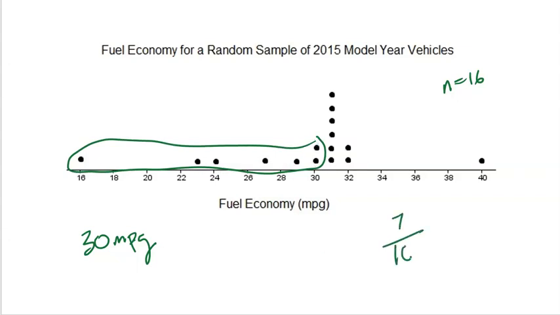So 7 of the 16 dots are at or below my car, which means that I fall at the 44th percentile. It's actually 0.4375. So that's the 44th percentile. So again, why? Because that means 44% of the cars had a gas mileage at or below 30. So 30 miles per gallon is sitting at the 44th percentile. 44% of data is at or below it.